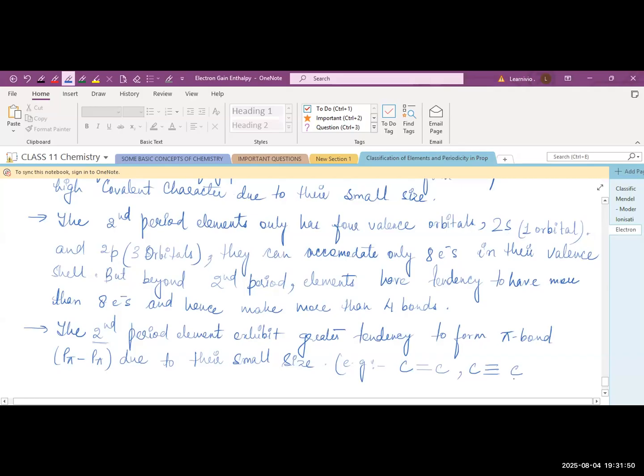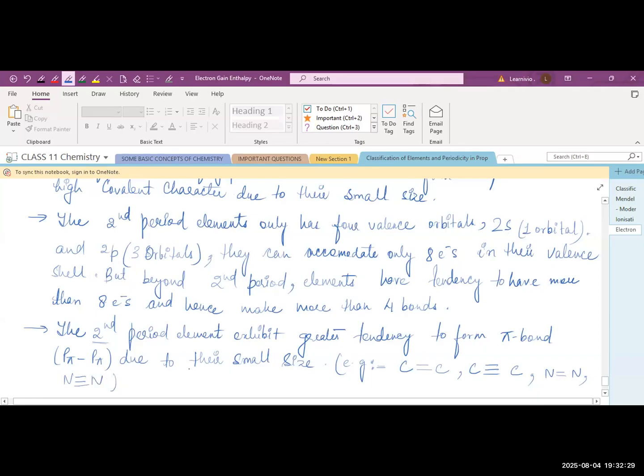So these first elements of the second period, all the first elements of the second period, have a tendency to form pi bonds. Similarly, if you take nitrogen, which is from group number 15 and also belongs to period number 2, nitrogen will also form a double bond, and you can see the pi bond formation here. Similarly, it can form a triple bond also.